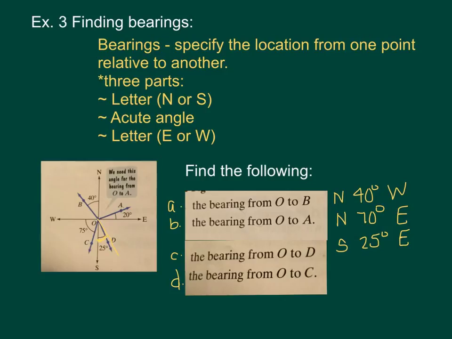And then the last one, the bearing from O to C. So we're still close to the south line. The angle that's formed from the south line to C, we don't have, but we know this angle is 75, and 90 minus 75 gives us 15 degrees. So south, 15 degrees, and now we're closer to the west side. So that's how you describe a bearing.